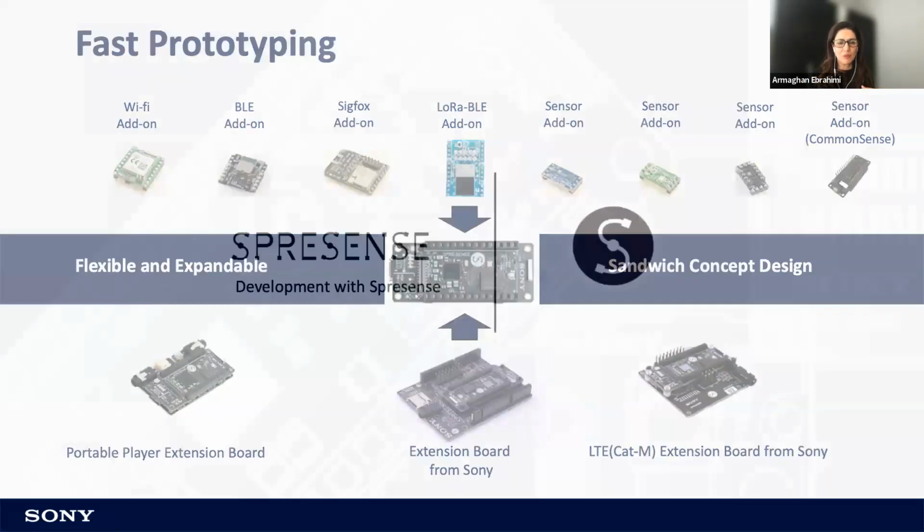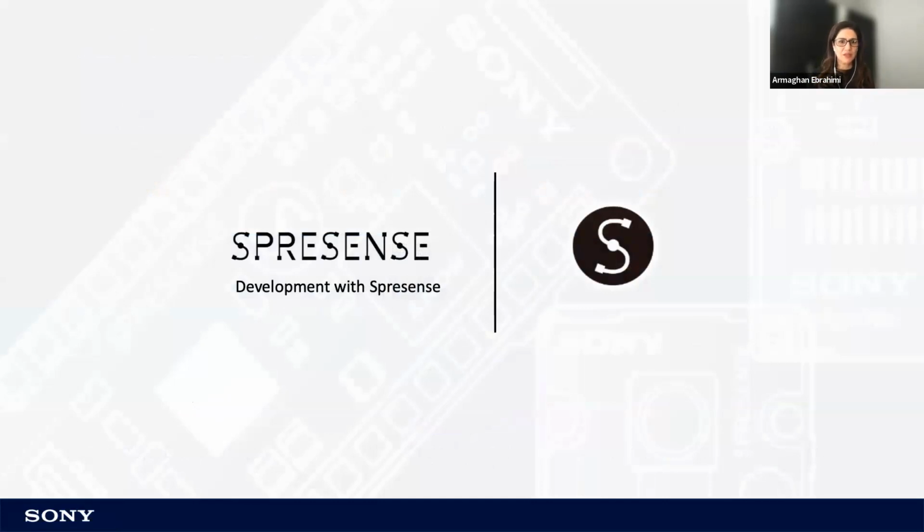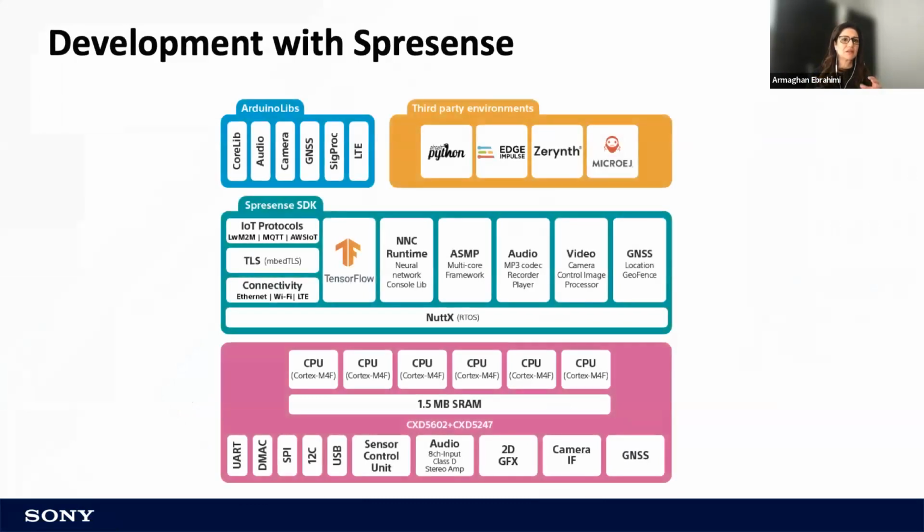Let's talk about development with Spresense, like what kind of programming language, how can I develop with Spresense? If you look at the Spresense structure, it has 3 sections. Let's start from the bottom. The bottom one is we have 6 processors, M4F, and then on top of that we have the memory. So this part is basically your hardware.